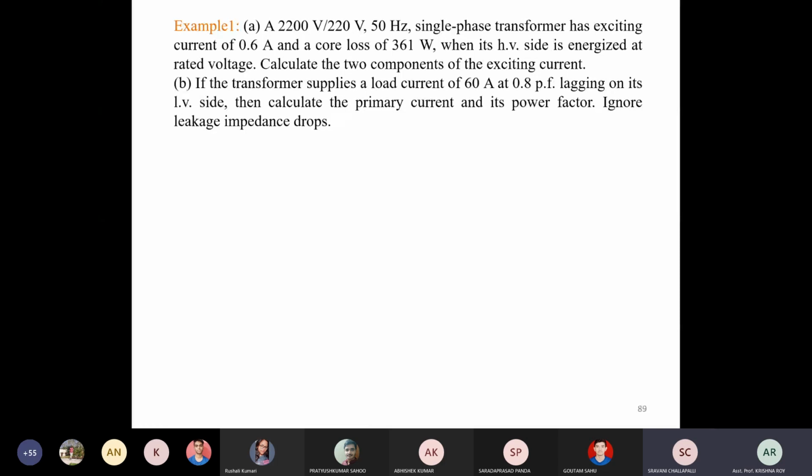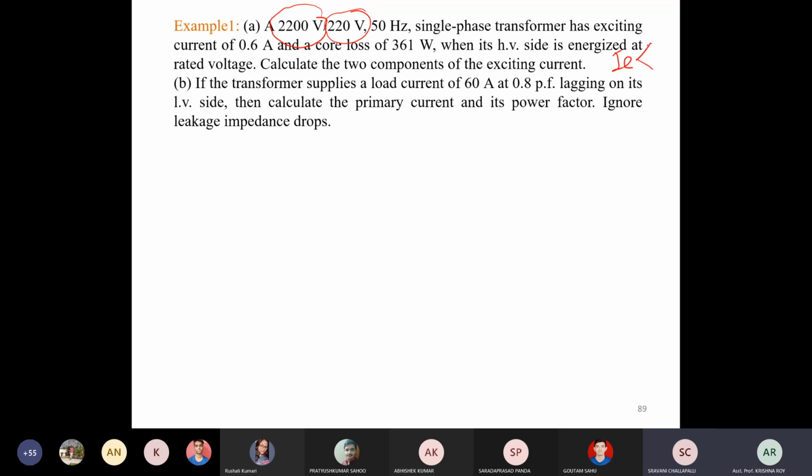When its high voltage side is energized at rated voltage, calculate the two components of the exciting current. So the high voltage side, that means the side which has a voltage rating of 2200 volt, is energized. So this 2200 volt side is the primary side, and this 220 volt side is the secondary side, and the exciting current is 0.6 ampere and core loss is 361 watt. So we have to calculate the two components of the exciting current.